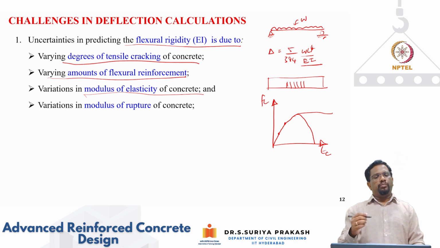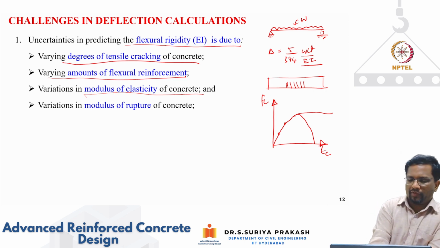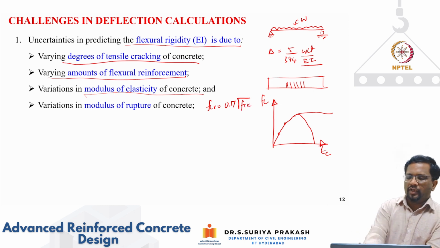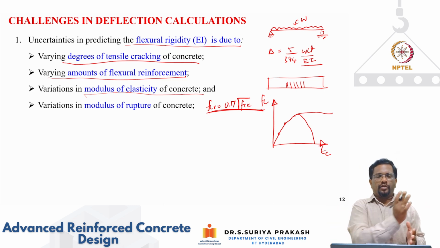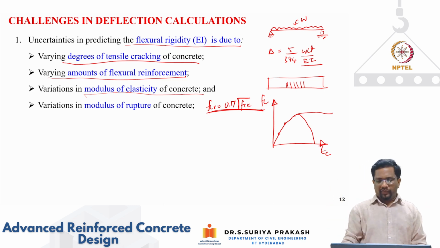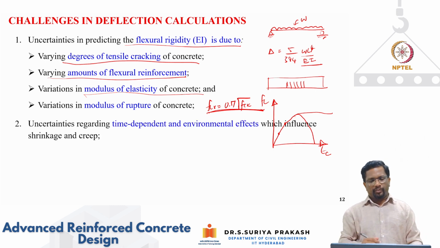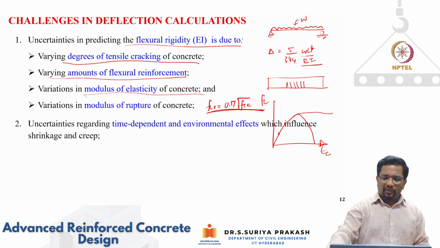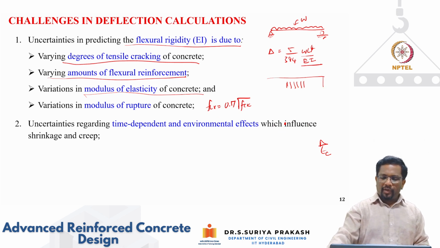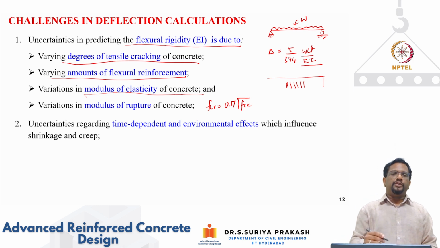And also the modulus of rupture of concrete. Though we write fcr, what is the value we take? fcr is 0.7 square root of fck. This is the code specified value. But you can have variations in your concrete strength along the length of the member, so variations of modulus of rupture are quite possible, right? In addition to that, you may have uncertainties regarding your time dependent and environmental effects, which mainly come from shrinkage and creep.